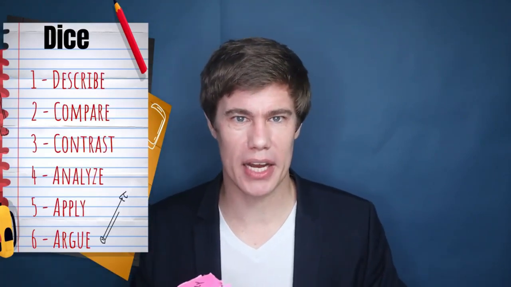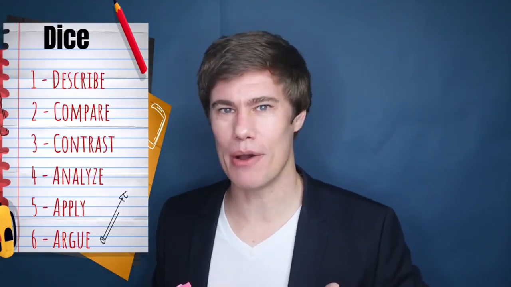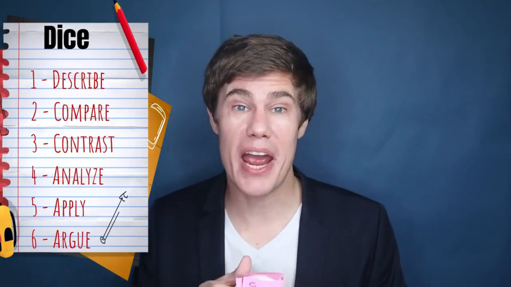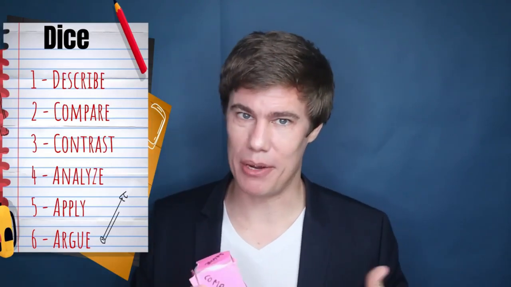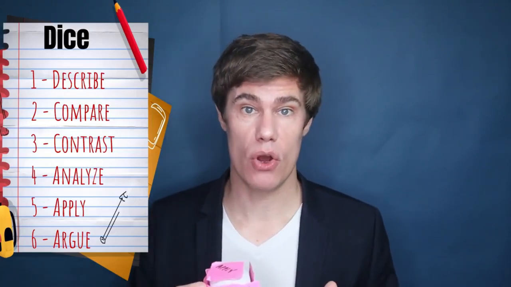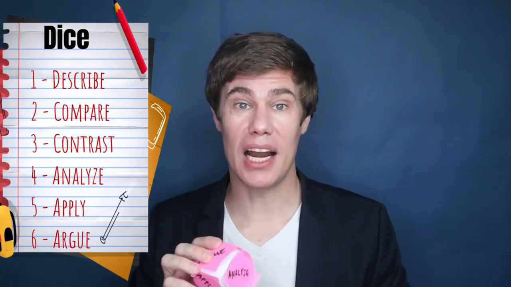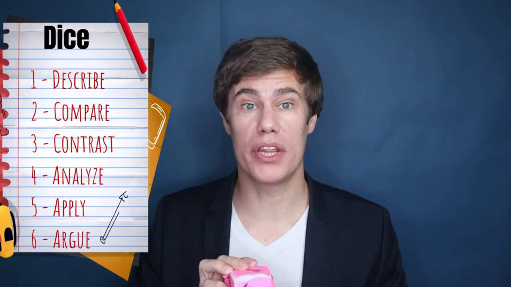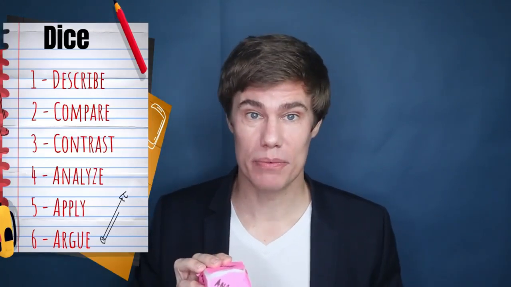Describe. What is the idea? What does the object look like? Describe it with words about the senses. Compare. Is it similar to something else? Contrast. How is it different from others? What makes it unique? Analyze. Divide the whole thing into smaller parts.